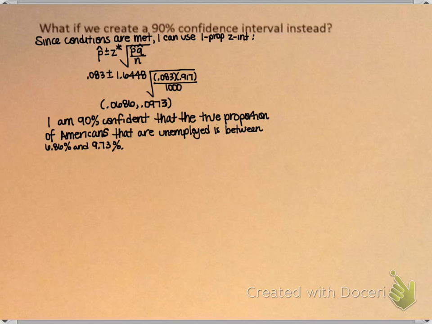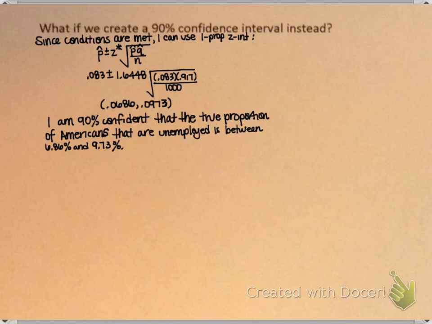Okay, let's see how you did. So since the conditions are met, I can use my one prop z int. I wrote down my formula again. It's just like anything else. The more you get used to, the more you write something down, the faster you're going to pick it up. So I always write down the formula in the beginning till I get used to it again. And then plugged in everything.